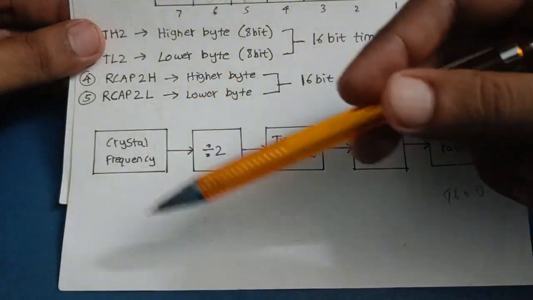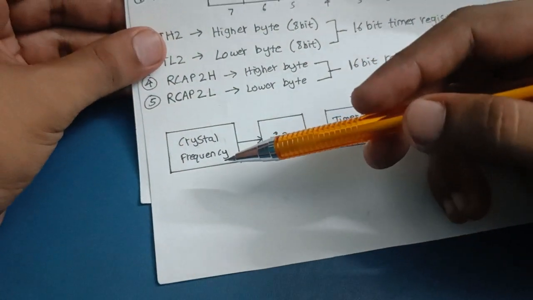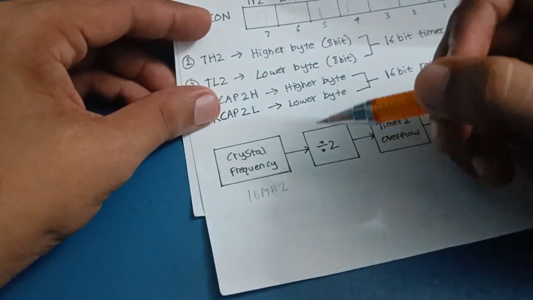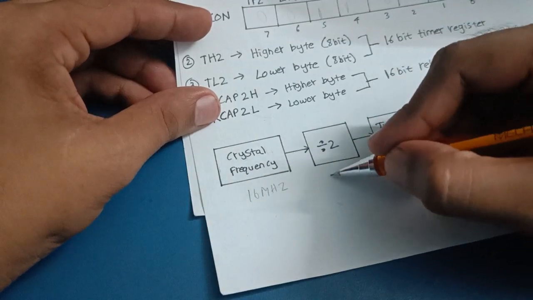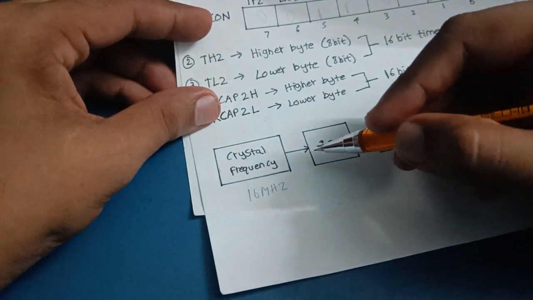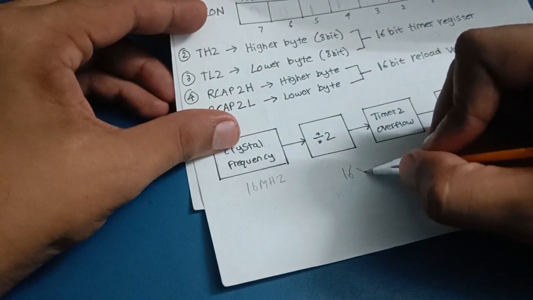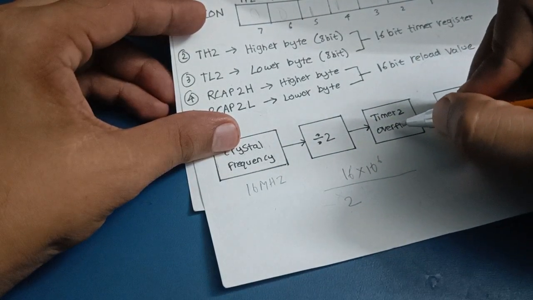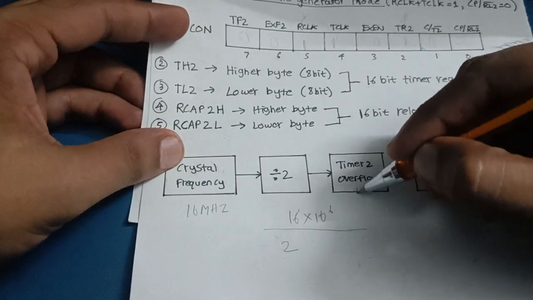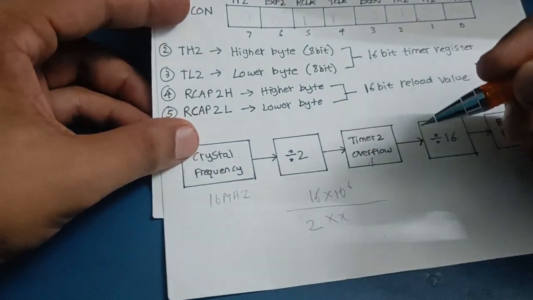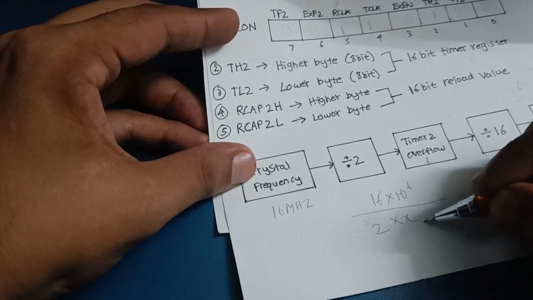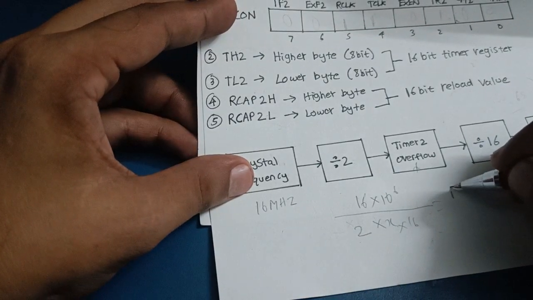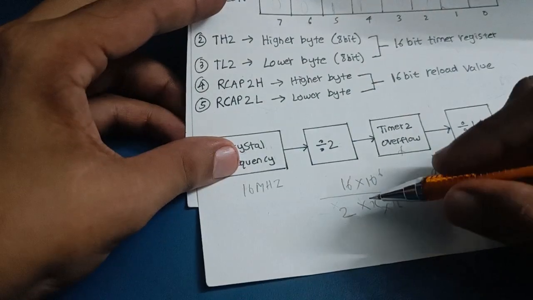So we can derive the formula by using this block diagram. I've changed the crystal frequency to 16 megahertz just to show you that we can also use 16 megahertz when we are using timer 2. I can keep it 11.0592 also. Let's derive the formula. So 16 megahertz goes in the numerator, divided by 2. Then timer 2 also divides the frequency by x, so 2 into x. Then it's divided by 16, so 16 goes in the denominator. And that gives us the baud rate, which is 9600. So you have to find x.